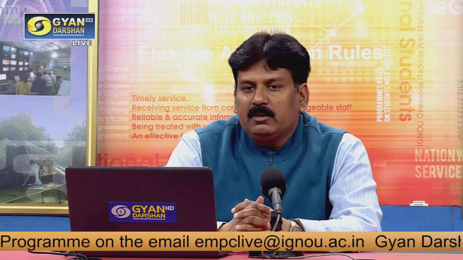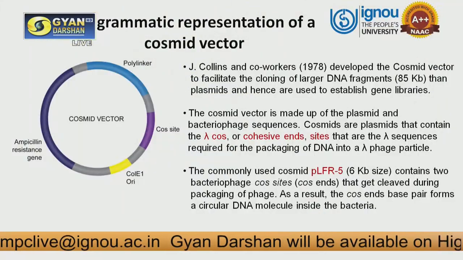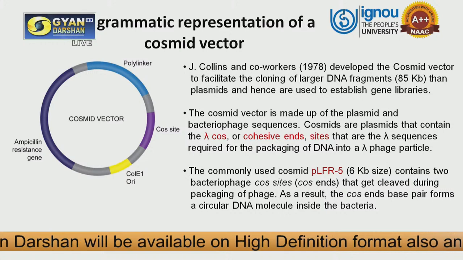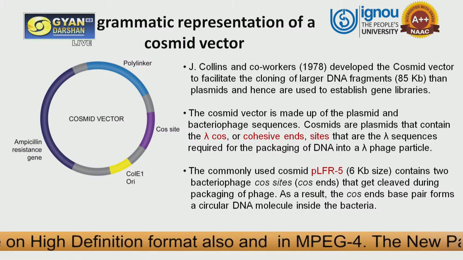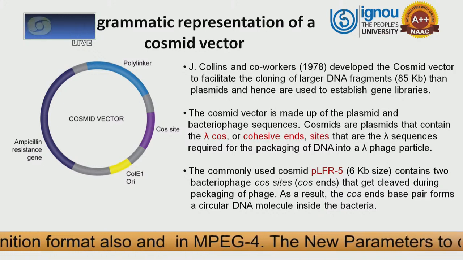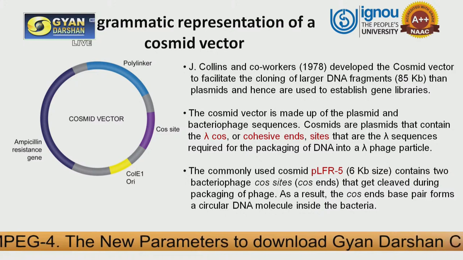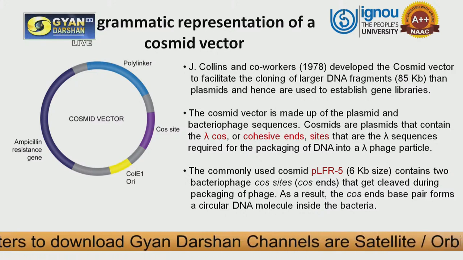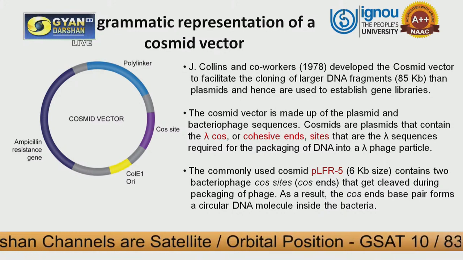A commonly used cosmid vector is pLFR5, which is about 6 kb in size, and it contains two bacteriophage cos sites that can get cleaved during the packaging of the phage. And as a result, the cos ends base pair and form a circular DNA molecule inside the bacteria.